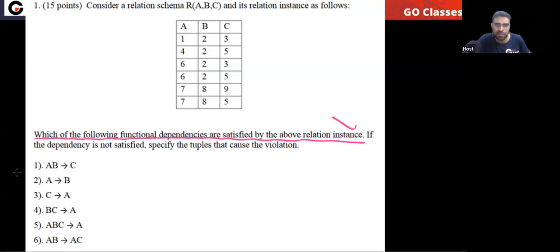What about AB determining C? Whenever the AB value is repeating, can I say the C value is repeating? No. So this does not hold.